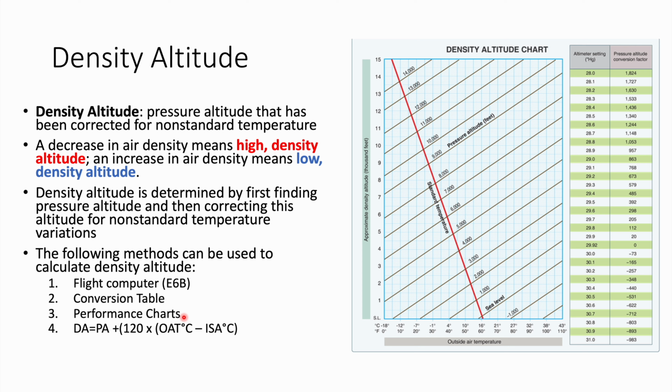So some performance charts provide different tables for given temperatures. And so you would just round to the nearest temperature and use the performance numbers from that nearest temperature. The other one's the formula method. So density altitude is equal to pressure altitude plus 120 times the difference between outside air temperature and standard temperature, OAT meaning outside air temperature.